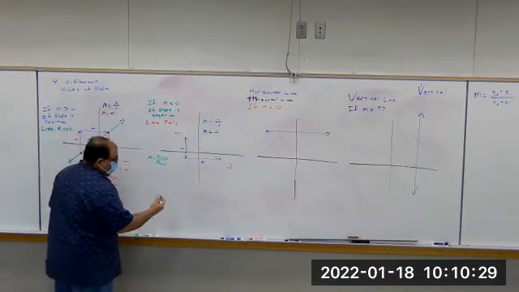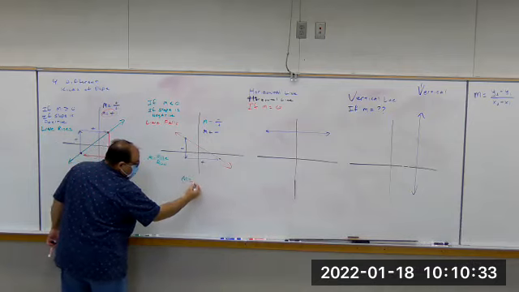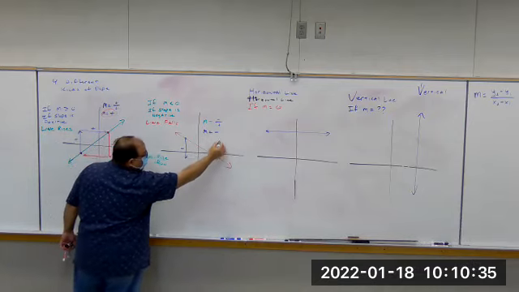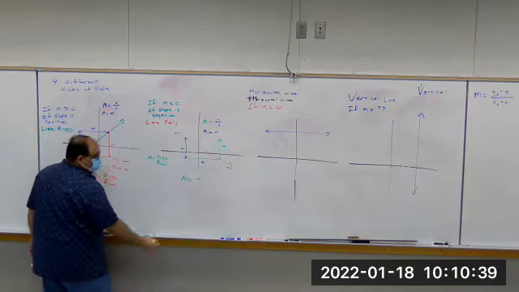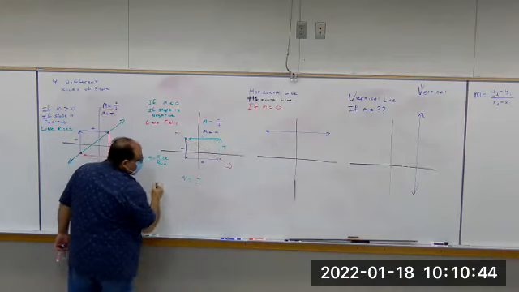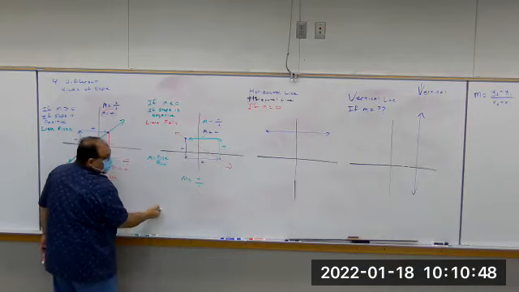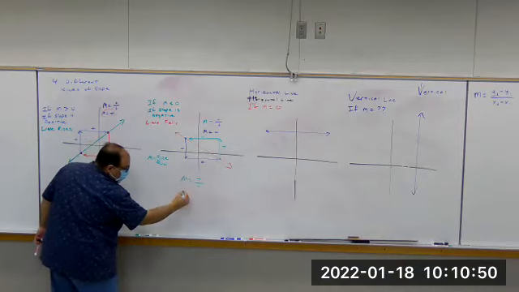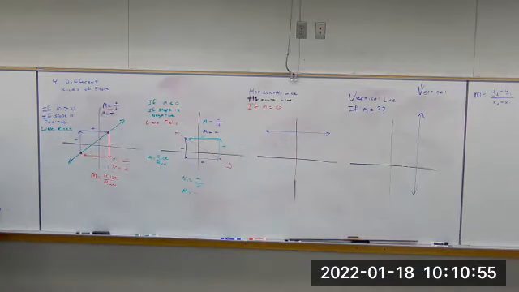And if we go the other way, right to left, the rise would go up, so that would be a positive. But the run is going to go left, and that's a negative direction, so the run is a negative. And a positive divided by a negative is a negative slope. Always. So if the line falls from left to right, it's a negative slope.